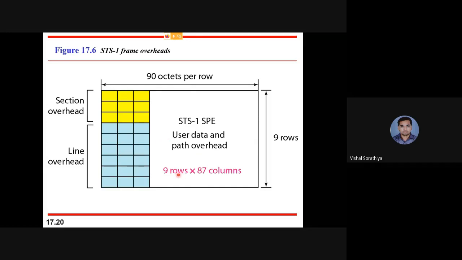The rest of the portion, 9 rows and 87 columns, is the data, whatever the overhead and information is there, situated in those 9 rows and 87 columns.